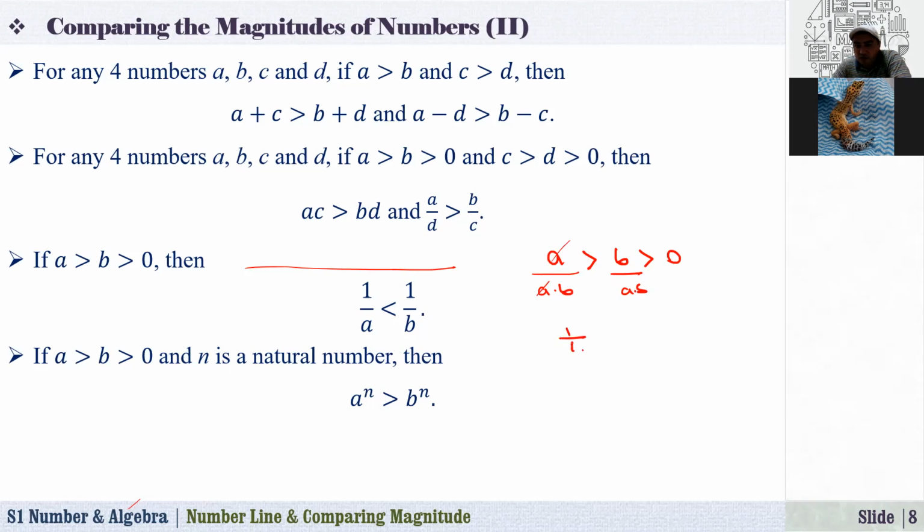What we have here, 1 over B and B cancel each other, greater than 1 over A. You see here, 1 over B is greater than 1 over A. This is how we obtain this.